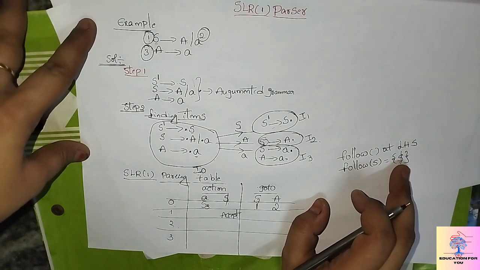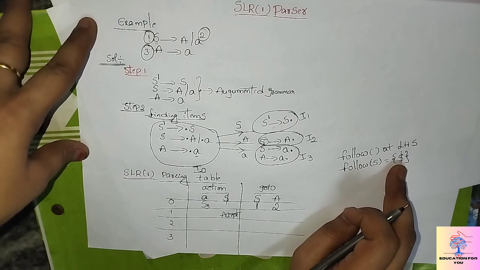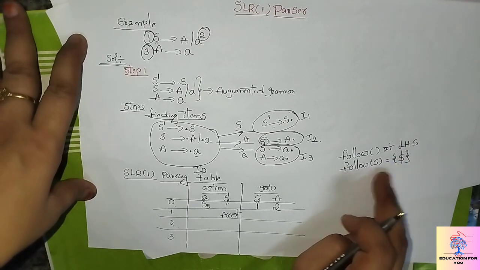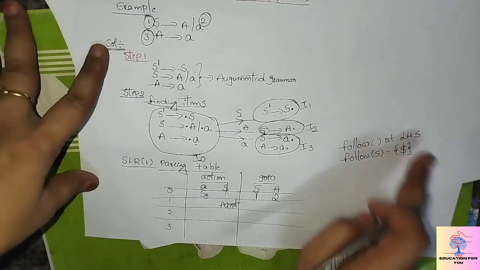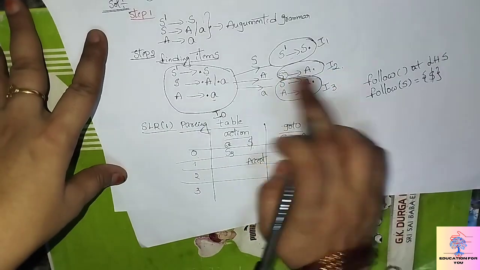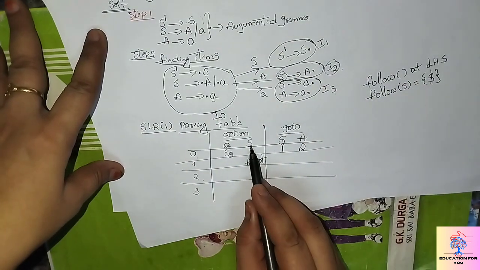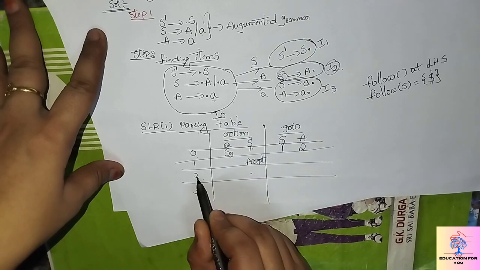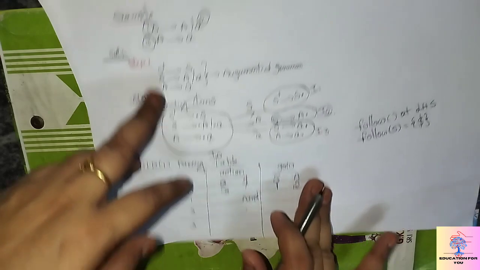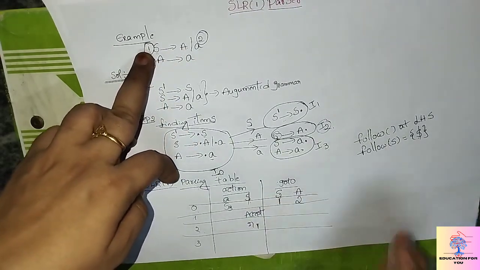Go to my previous video on follow and first. You can easily understand how to calculate the follow and first. Follow of S is nothing but $. So for I2, follow of S is what? $. So at I2, at the $ position, you have to mention which reduction number. This is related to 1, right? So you have to mention R1.